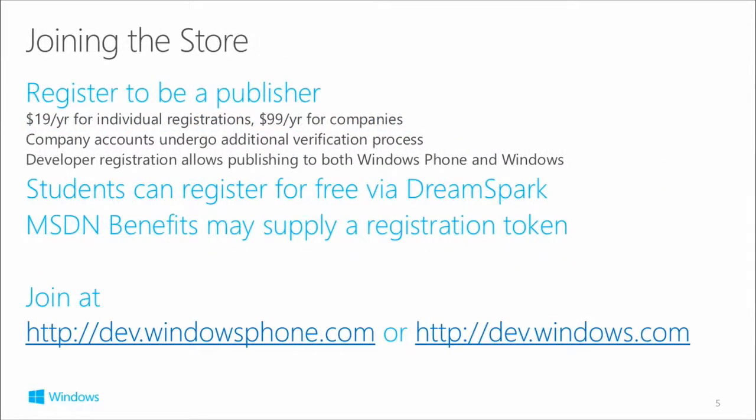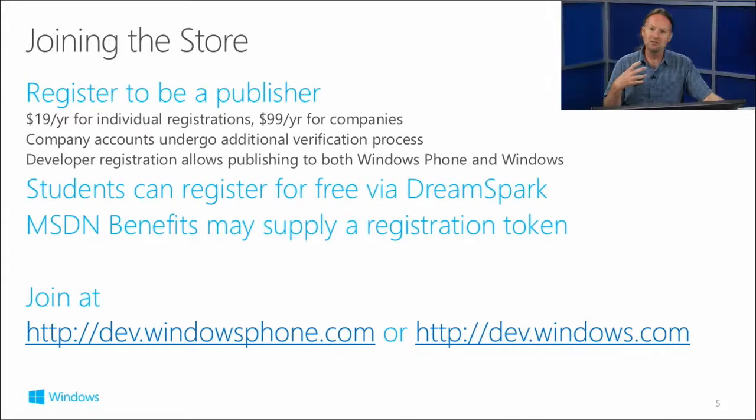So to join the store, to register, you go to dev.windowsphone.com or dev.windows.com. It's just one registration process, and it gets you into both stores. The charge at the moment is $19 a year for individual registrations. If you want to do the enterprise company registration, that's $99 a year. The company accounts have additional verification processes. So one registration allows you to publish to both stores.